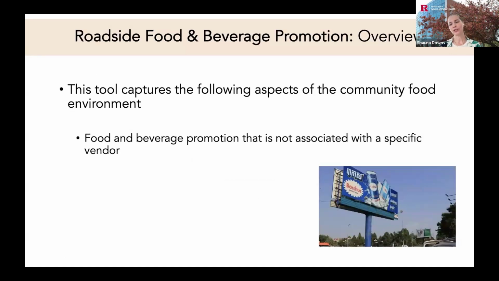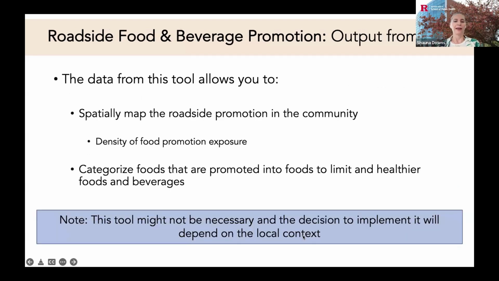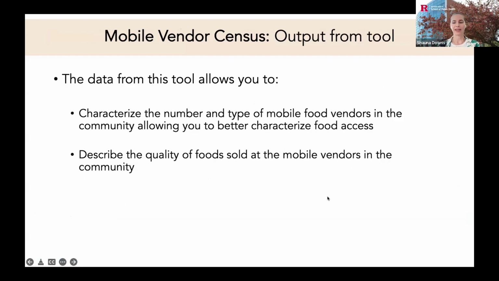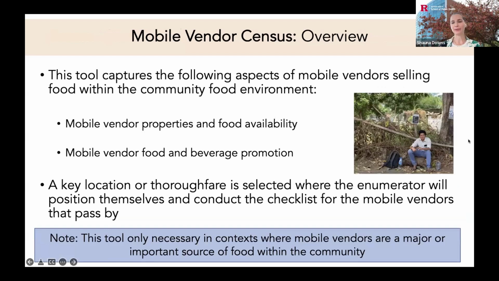So the roadside, as I mentioned, this is just an example of a roadside promotion for an energy drink in Cambodia. And let me just skip. So this is an example for the mobile vendor tool that's done as part of the toolbox and the community mapping. You have an enumerator that sits or stands at a certain point in the community, a thoroughfare or some area where the mobile vendors are coming in. And then they observe the mobile vendors and what they're selling, what they're promoting from that standpoint.